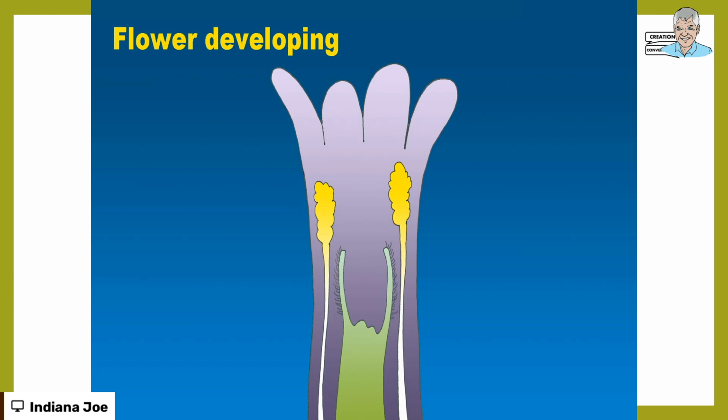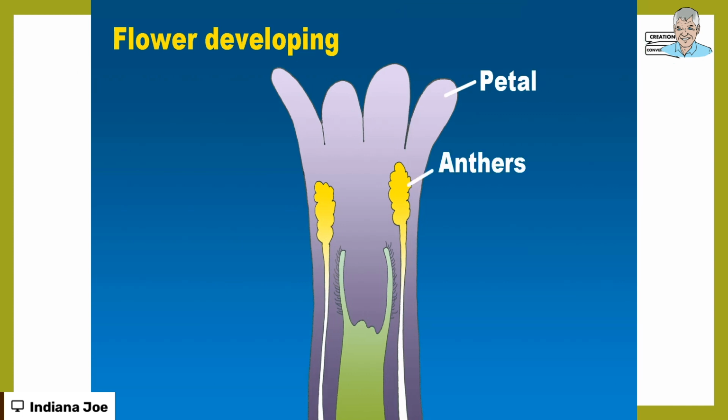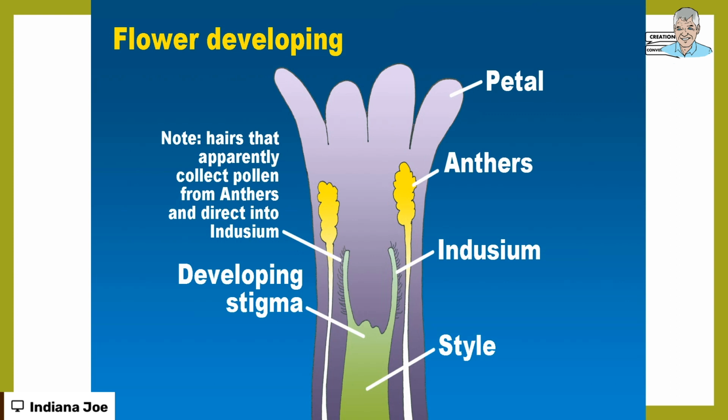This is one of the individual little flowers, and if you click a few times there, Sam, you'll see some of the labels coming up. So you've got the petal there of the flower. Keep going. Yep, there's the anthers. That's the male part that holds the pollen, produces the pollen. The indusium, we'll come to that. Next one, and style. The style is the stalk that holds the female part, the stigma at the top, there we go, the developing stigma.